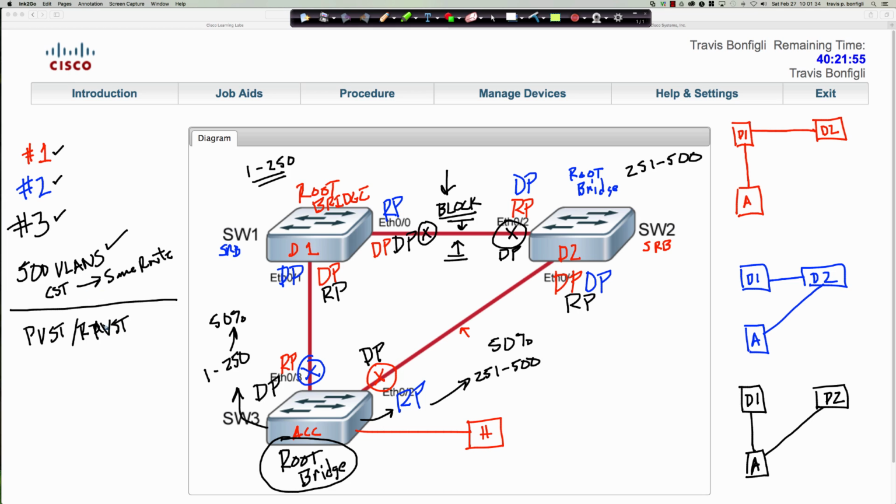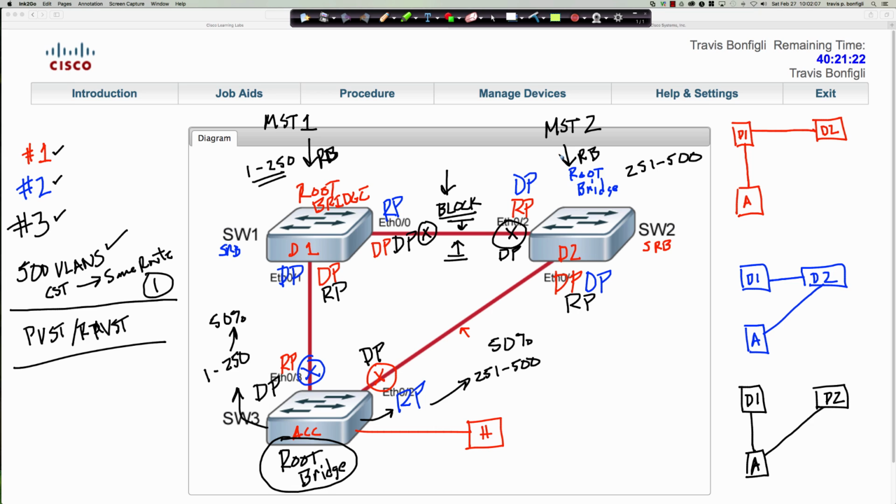I can't get that with these two here, right? Here we get one instance of spanning tree for everybody. Here we get a spanning tree instance per VLAN. And so then again, we arrive at this happy medium called multiple spanning tree, where I can create MST instance 1, which says that this is my root bridge, and I'll create MST instance 2 that says that this is my root bridge.